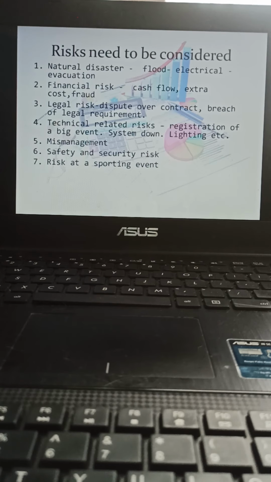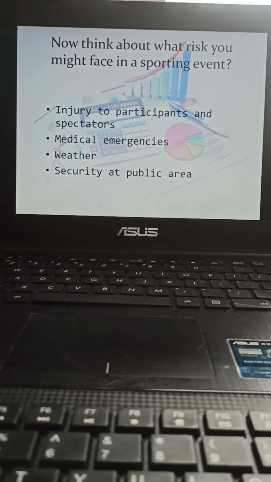Technical related risks are like system down, lighting, sound system, all that. Mismanagement, too many people, and you don't know how to manage. That could be another risk. Safety and security risk, when people come in and terrorism and all that stuff, you don't have to worry about that. Risk at sporting events: if you have sporting events, there's a bigger risk, like injuries or medical emergencies, even the weather, traffic, and all that stuff.